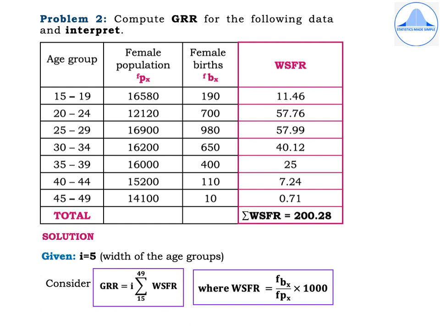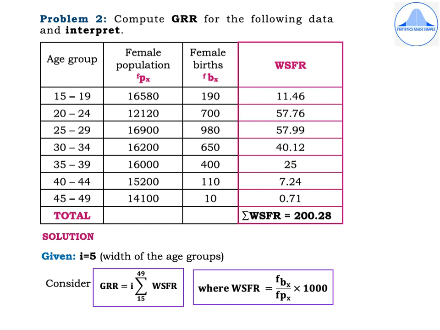Problem 2. Compute GRR for the following data and interpret. Age group 15 to 19, 20 to 24, 25 to 29, 30 to 34, 35 to 39, 40 to 44, 45 to 49. The female population is 16,580, 12,120, 16,900, 16,200, 16,000, 15,200, 14,100. Female births are 190, 700, 980, 650, 400, 110 and 10.